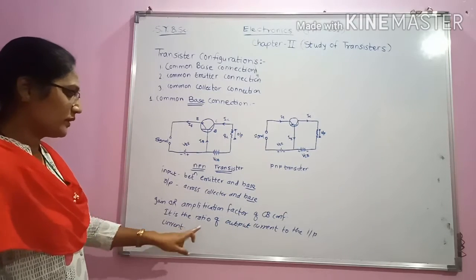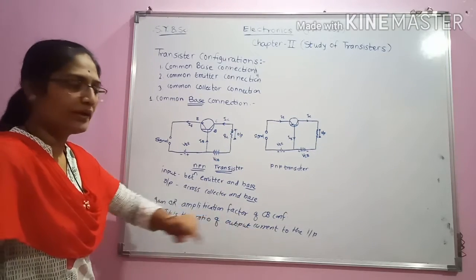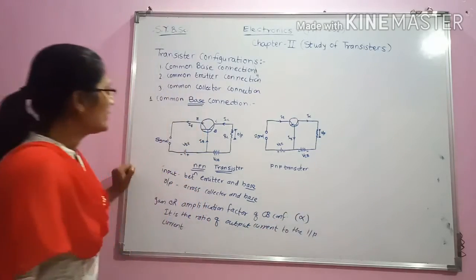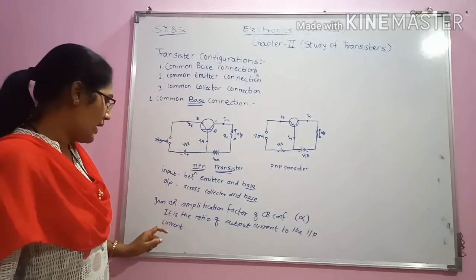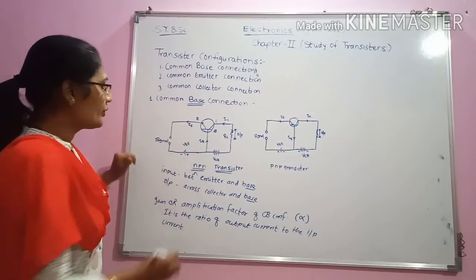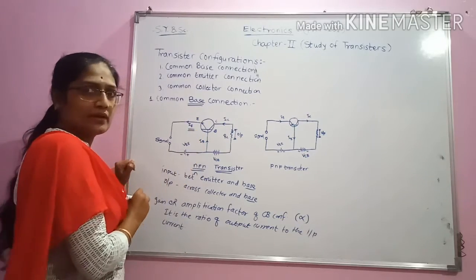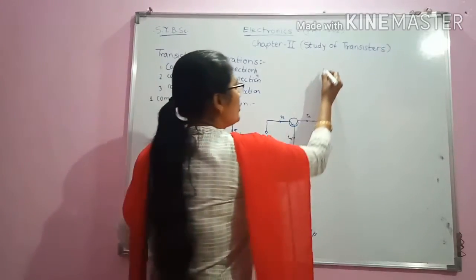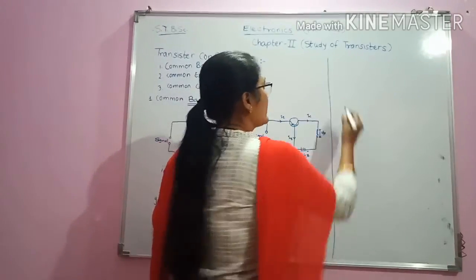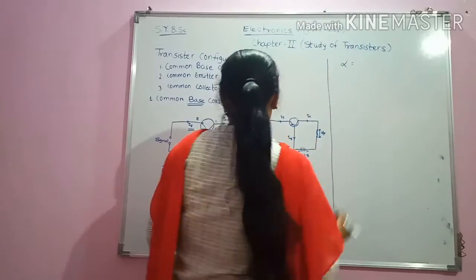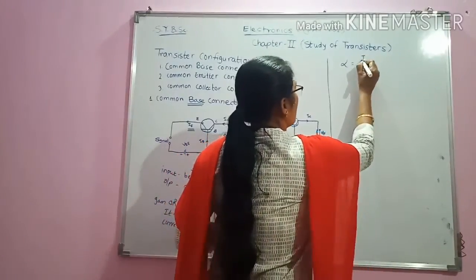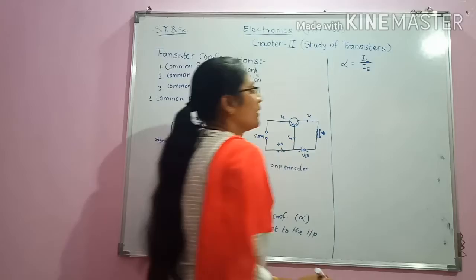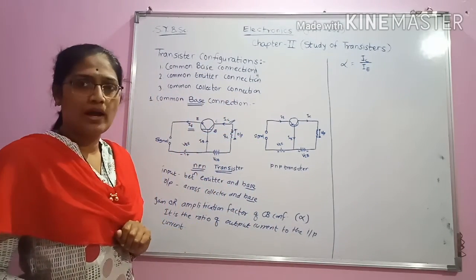Gain is nothing but the ratio of output current to the input current, and gain is shown by the letter alpha in case of common base connection. Hence here input current is nothing but the emitter current and output current is nothing but the collector current, and hence the value of alpha, that is gain, is equal to IC upon IE. Value of alpha is IC upon IE.